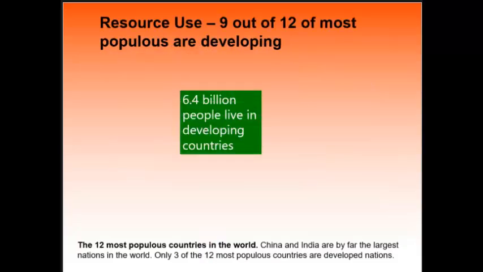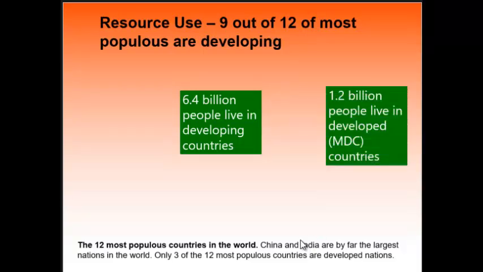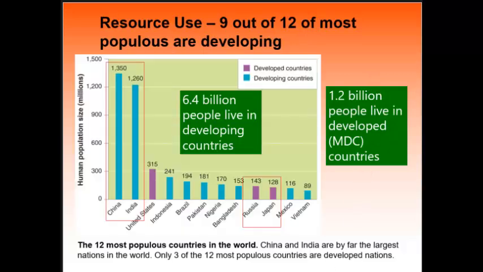All right, so 6.4 billion people live in developing countries. 1.2 billion of them, and that is it, live in the more developed countries like us. So find us. There we are. Why are we purple? Because we are developed. How many more purple countries are here in the top 12 as far as the most populous countries in the world? Only 3. And look at the ones that are the most populous in the world. They are developing countries.